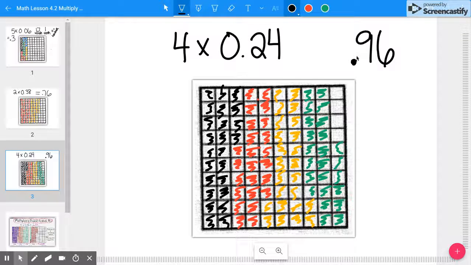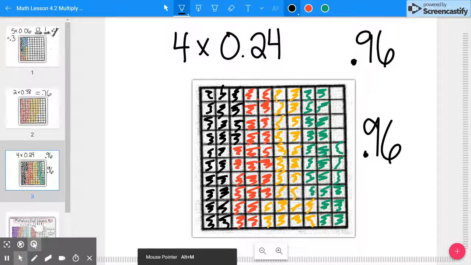I could also have done this an easier way. I could have looked at how many longs I had shaded in, so how many columns I had shaded in: 1, 2, 3, 4, 5, 6, 7, 8, 9. So I know I had 9 tenths, because a long equals a tenth. And then how many cubes do I have for hundredths? 1, 2, 3, 4, 5, 6. And I have 6 hundredths.